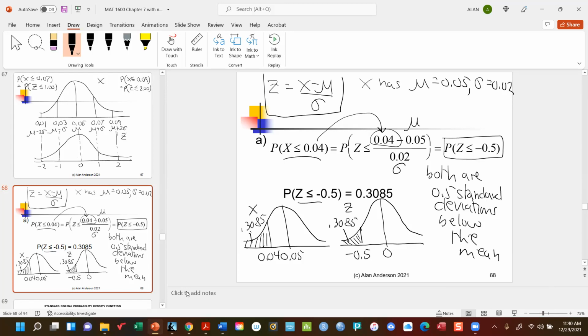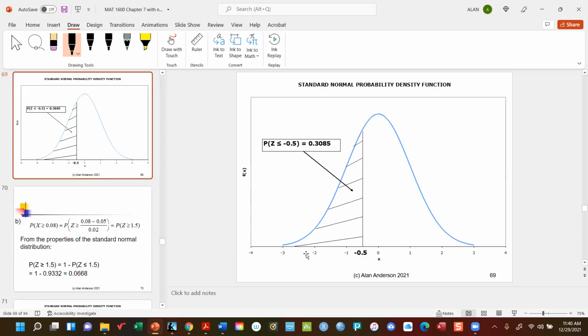So I still keep coming back. Again, it's like saying, what's the probability that the temperature tomorrow will be less than 32 degrees Fahrenheit is equivalent to saying, what's the probability that it'll be less than 0 degrees Celsius? So if you had a chart of Celsius values, you would convert the Fahrenheit to Celsius and you'd be all set.